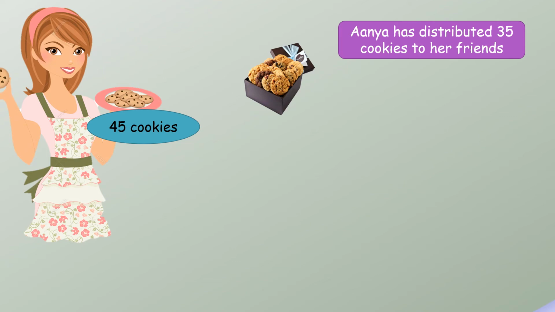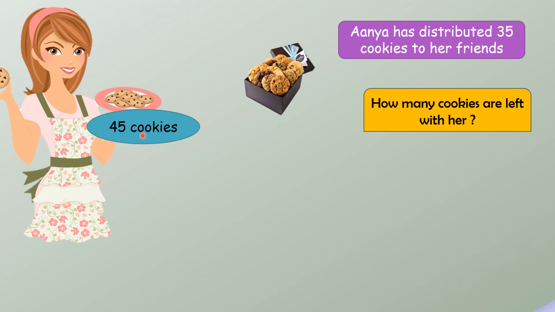Anya has distributed 35 of them to her friends. You can see still some cookies on the plate, right? So Anya has distributed 35 cookies out of the 45 that she baked. Now we need to find out how many cookies are left with her. As she has not given all the cookies to her friends, she has given only 35. So some cookies are left with her that we need to find out.